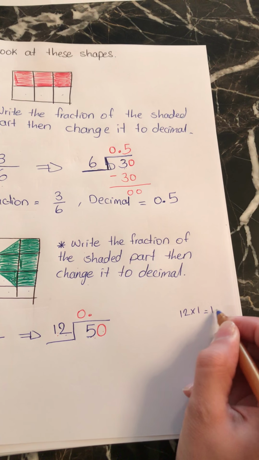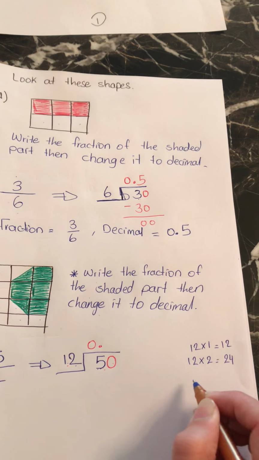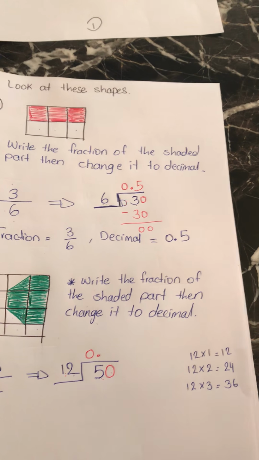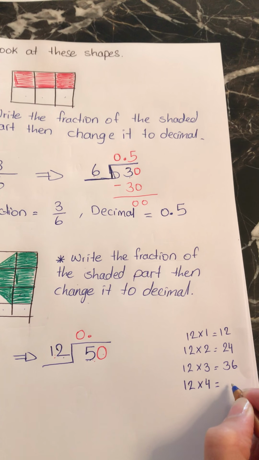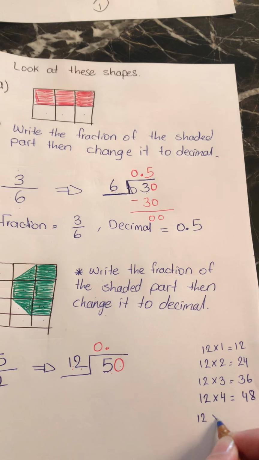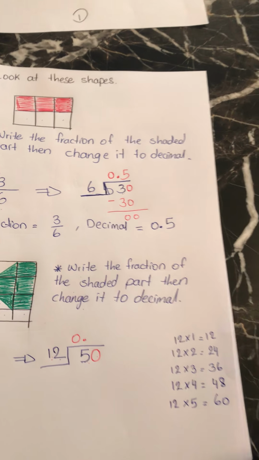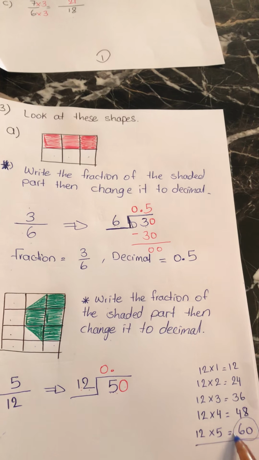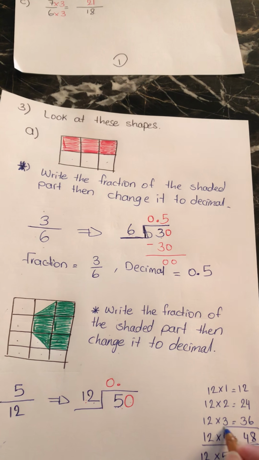12 times 1 is 12. 12 times 2 is 24. 12 times 3 is 36. 12 times 4 is 48. And 12 times 5 is 60. So I have to stop here because 60 is bigger than 50, so I'm not going to use it. I will use this one.